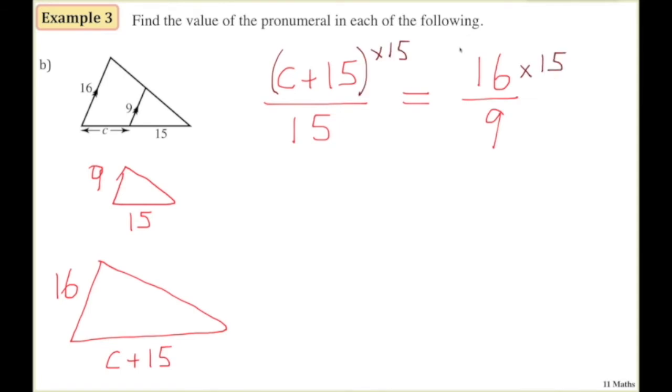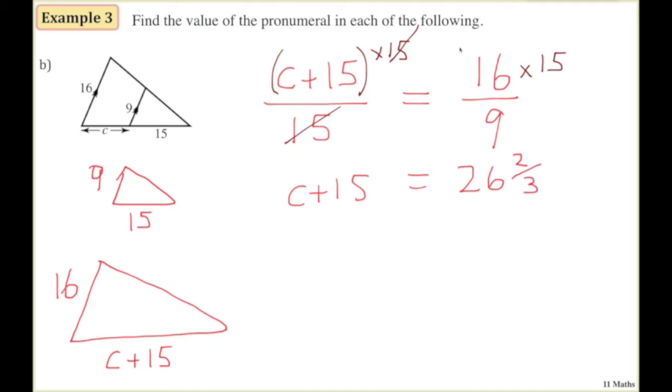The other way you could do it is cross multiply, but if I times by 15, the 15 will cancel on my left hand side. That leaves me with C plus 15 equals, so on your calculator, 16 over 9 times 15, or 16 times 15 over 9, and you'll end up with 80 over 3, but I'm not going to write it as 80 over 3, I'm going to write it as 26 and 2/3, because that's what 80 over 3 is.